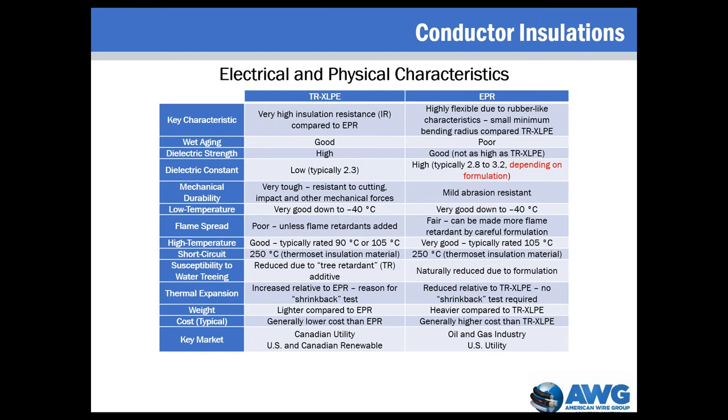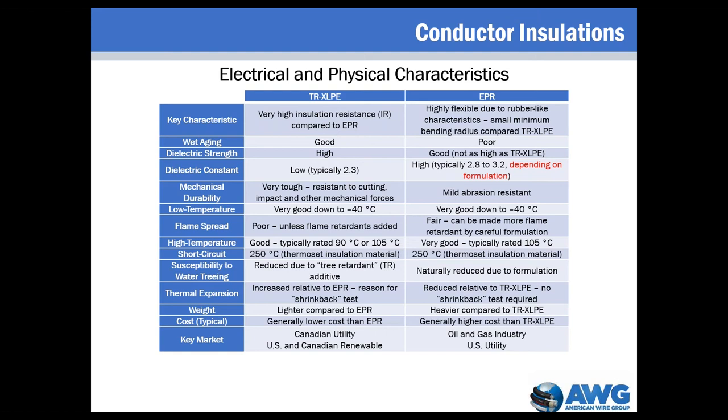TRXLPE is known to have a very high insulation resistance when compared to EPR because of the high dielectric strength and the low dielectric constant. A typical value for the TRXLPE dielectric constant is 2.3.